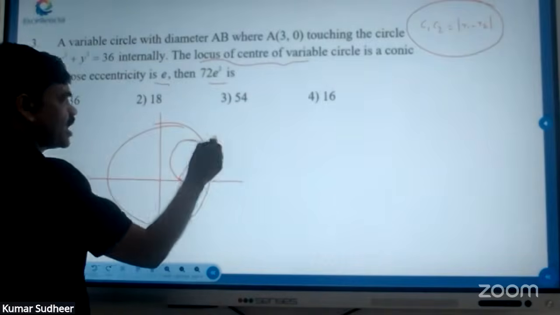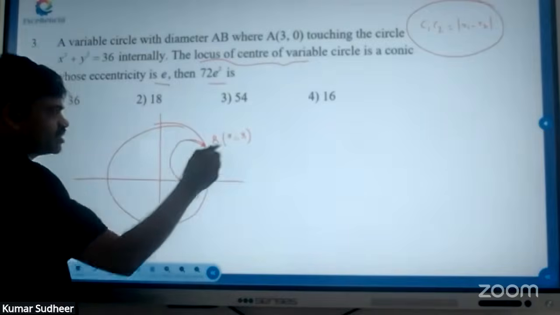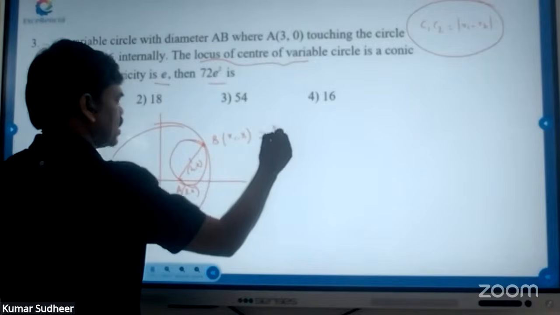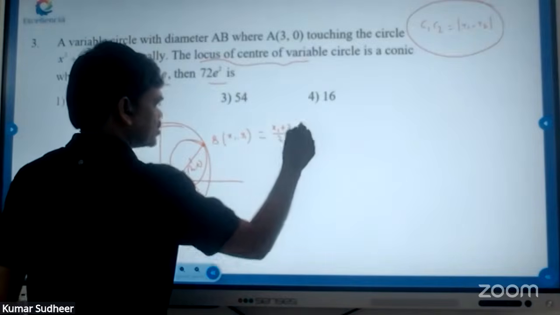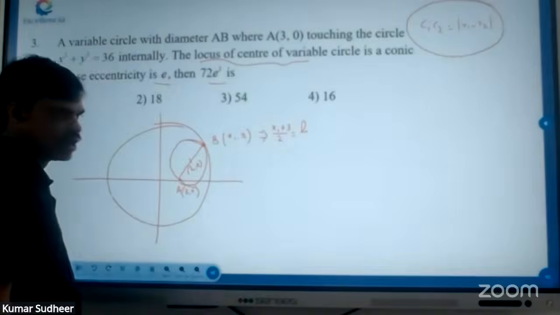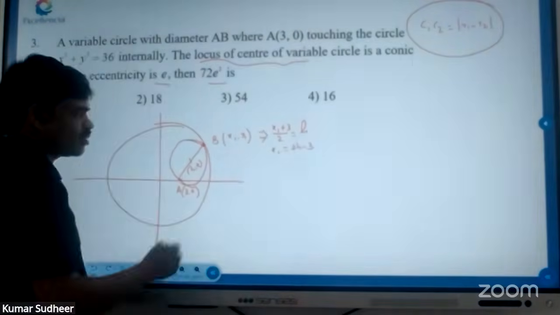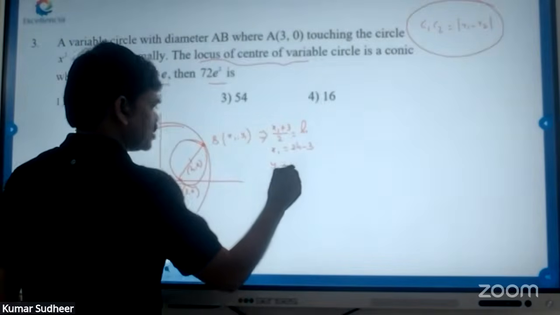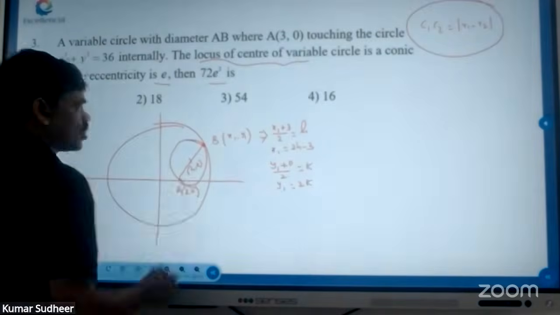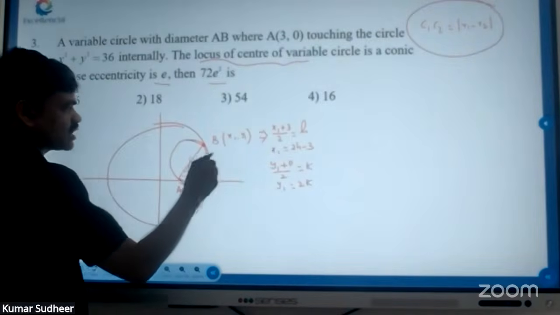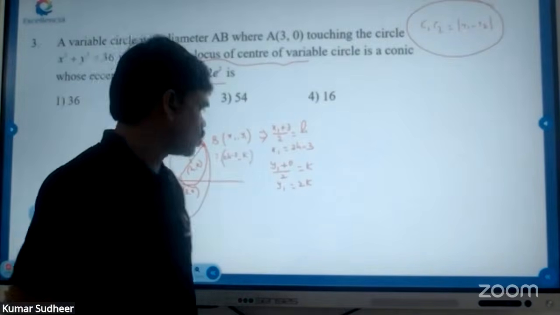We know that (h, k) is the midpoint of this. Let us say B is (x1, y1). So I will write (x1 plus 3) by 2 is equal to h. From here, x1 I can write as 2h minus 3. Similarly, I can write (y1 plus 0) by 2 is equal to k. So y1 is equal to 2k. So I know this point B is (2h minus 3, 2k).